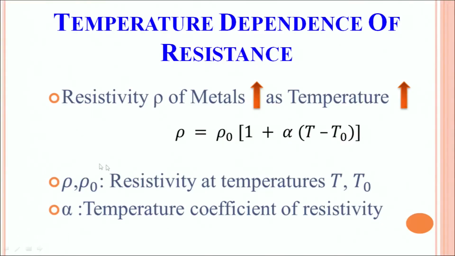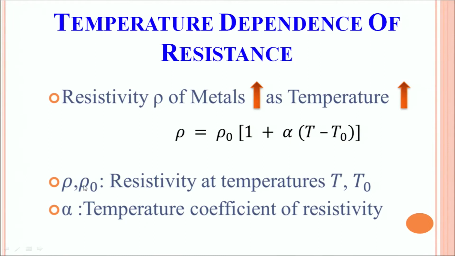Now the value of the resistance varies with temperature. We have already discussed earlier about resistivity of a metal, which is a characteristic of the metal. Now resistivity of the metal, rho, increases as the temperature increases. In a mathematical form, the relationship can be written like this: rho is equal to rho naught into 1 plus alpha into T minus T naught.